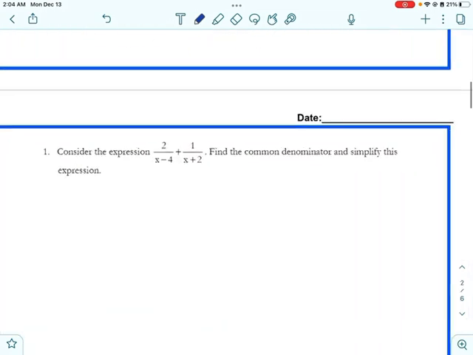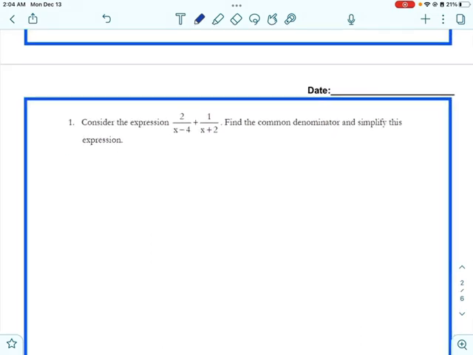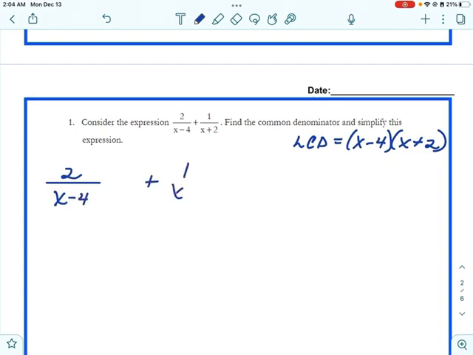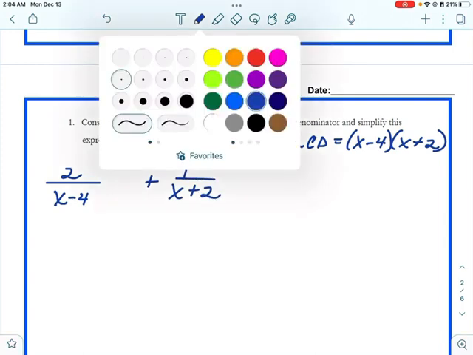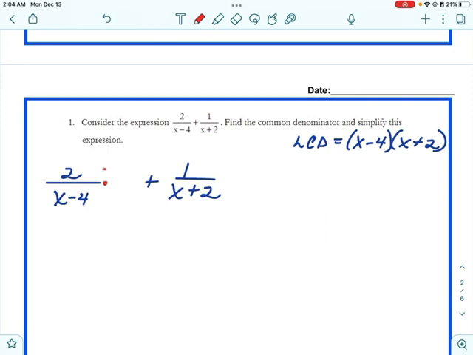But okay, so consider the expression 2 over x minus 4, plus 1 over x plus 2. If you had to find a common denominator, you would find the LCD first, which would be equal to the product of their distinct denominators. So I'm going to get a common denominator by multiplying the first fraction by the missing factor of the LCD, x plus 2 over x plus 2.